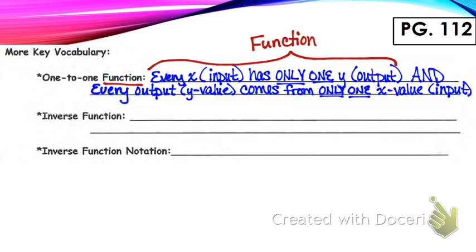So if the first one was like 5 and the second one was 1, then the 1 can only be to that 5 again. That's the other, an inverse function. An inverse function undoes what the original function did.